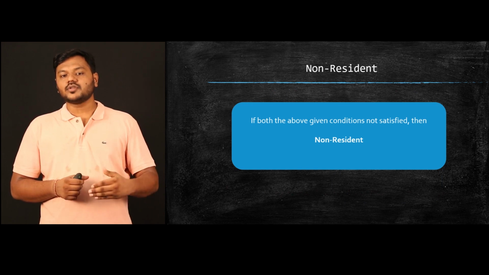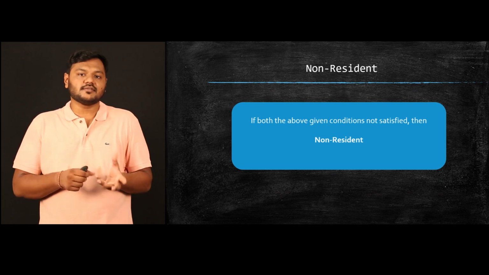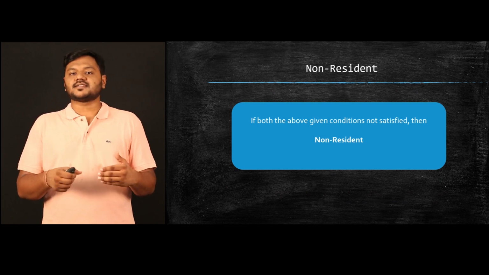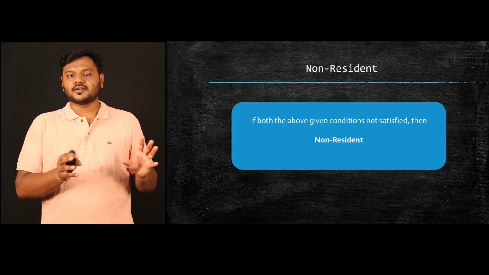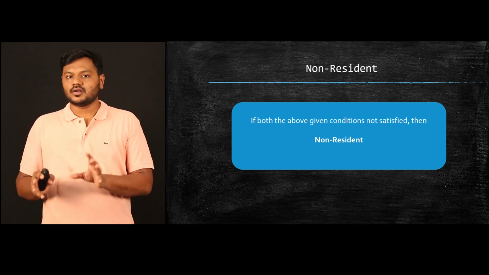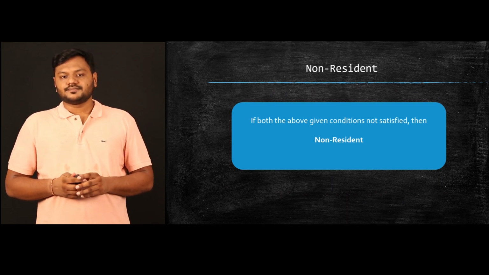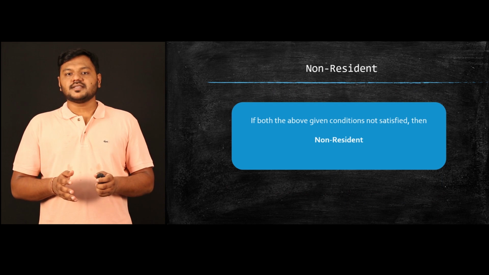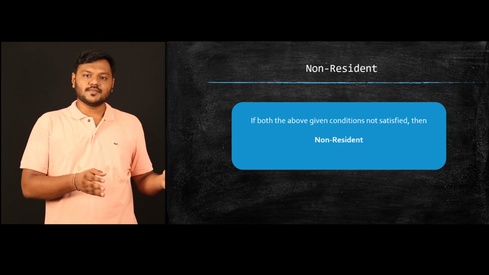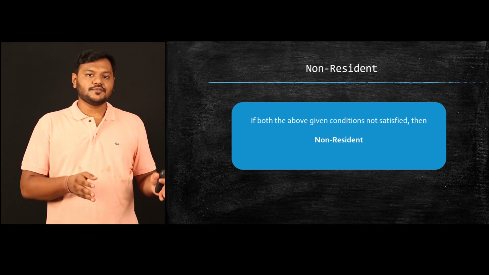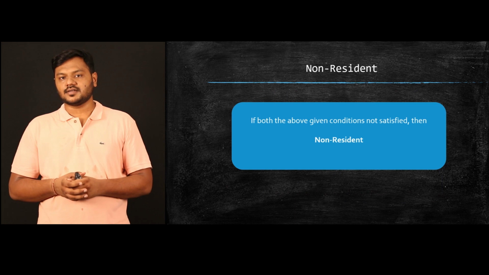In that case, you will be directly considered as a non-resident. So, if both the above given conditions are not being fulfilled, your status is non-resident. I guess we are clear with how to determine whether a person is resident or a non-resident. Let's summarize. If a person is able to fulfill any of the above given two conditions, he will be considered as a resident. If he is not able to fulfill any of the conditions, he will be considered as a non-resident.